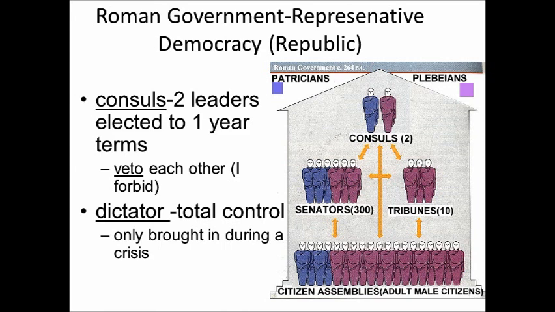So in other words, they could forbid the passing of other things that one consul had chosen. They had to agree to do this. Now, in times of crisis, they would bring in a person that was called a dictator. A dictator was only brought in a time of crisis.